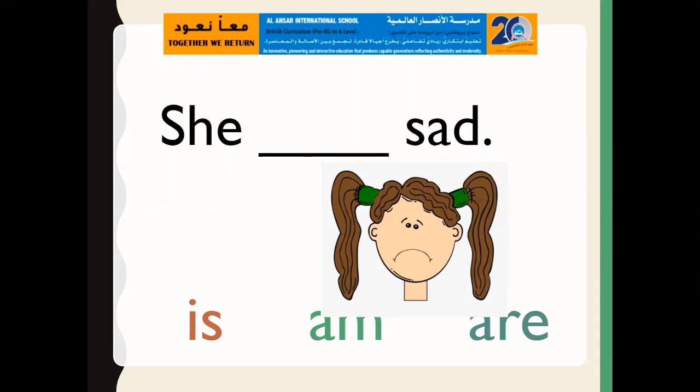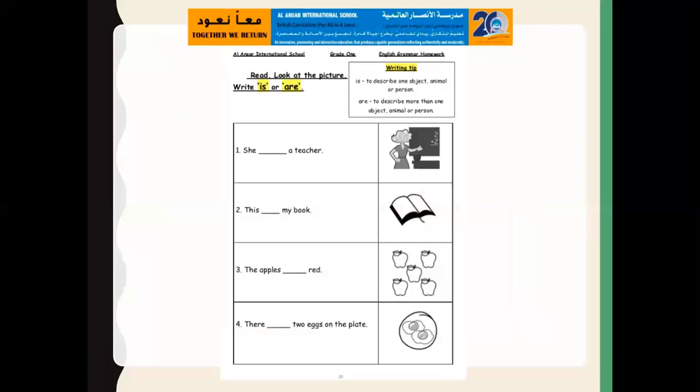What do you think the correct auxiliary verb for this sentence is? She is sad. She am sad, or will it be she are sad? That's correct. She is sad. If you want to do more examples like this and you enjoyed it, then you can write down these sentences in your copybook.